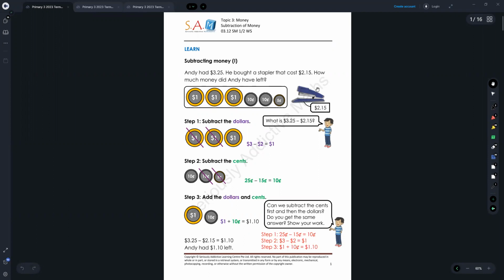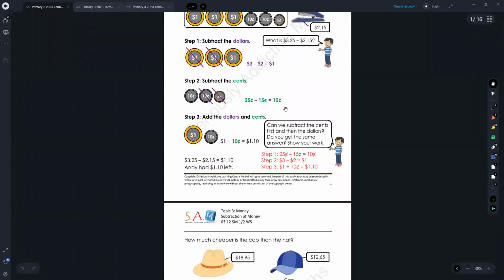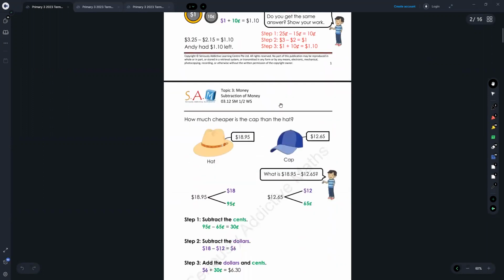The first method we taught them is to add dollars first, then add cents. So subtracting money, they can do it the same way. We subtract the dollars first, and then we subtract the cents. For example, $3.25 minus $2.15. How do you subtract that? You subtract the dollars first. $3 minus $2 equals $1, and then 25 cents minus 15 cents equals 10 cents. The remainder is $1 plus 10 cents, $1.10.